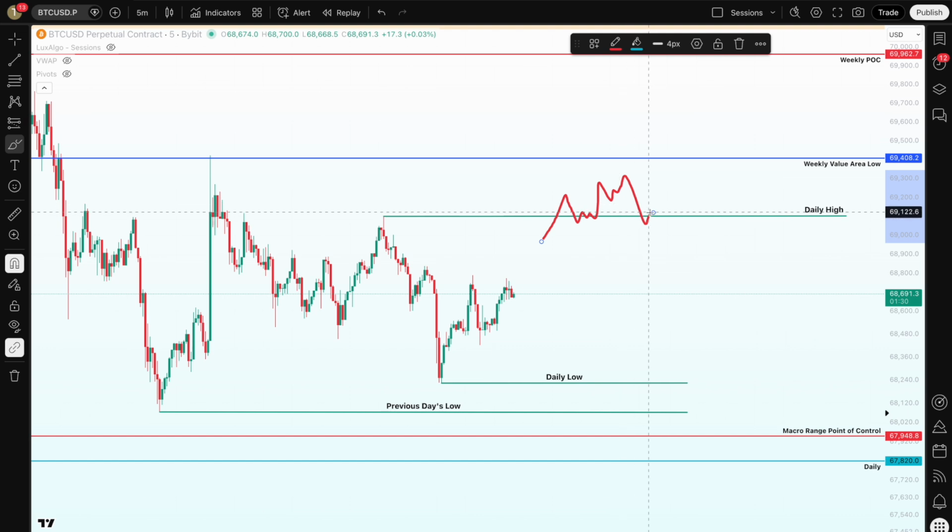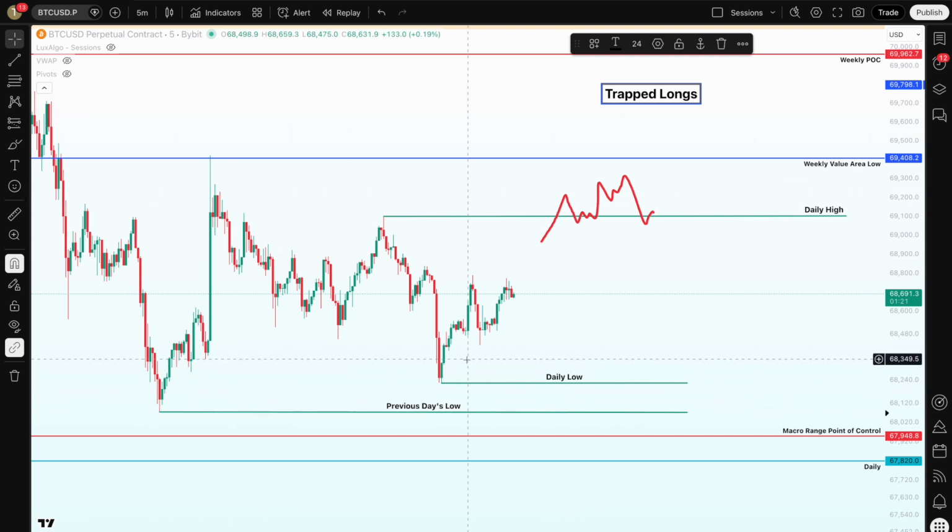So what I would like to see here would be a couple things. Number one, I would like to see trapped longs, right? Because I want to see people longing here. I want to see people saying that these are the daily lows, so we can have some liquidity if the market reverses. Number two, I want to see some bearish CVD divergences.